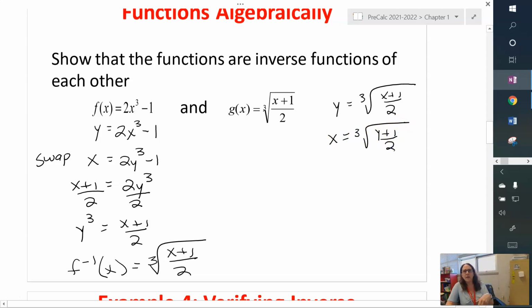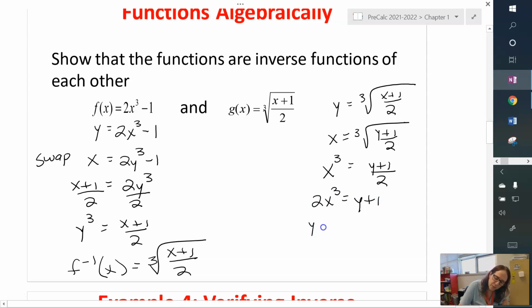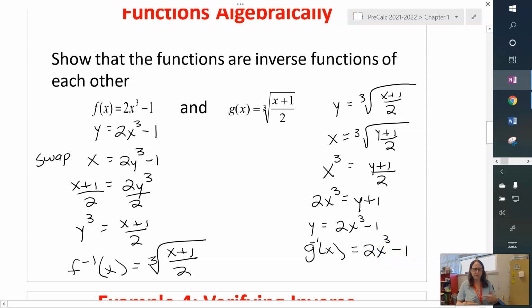Now I want to get the y outside of that cube root. So I'm going to go ahead and cube both sides. So I'm going to say x cubed equals (y plus 1) over 2. Now this is pretty simple at this point. Multiply both sides by 2. I get 2x cubed equals y plus 1. Now subtract 1 from both sides. I get y equals 2x cubed minus 1. Going back into function notation, the inverse function of g of x is 2x cubed minus 1. And look at that! They match.